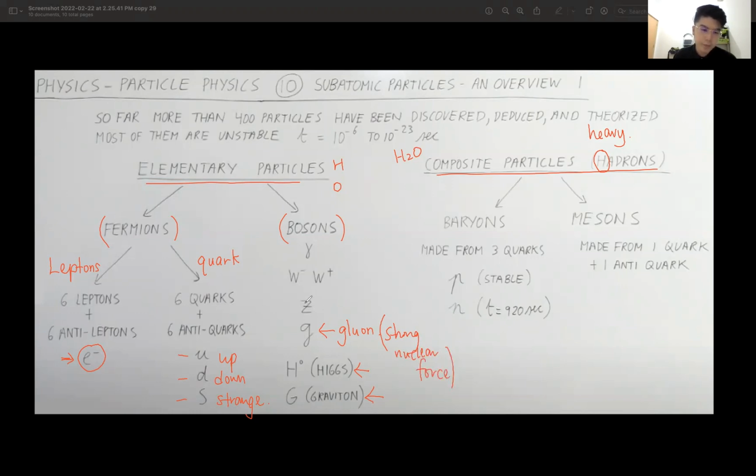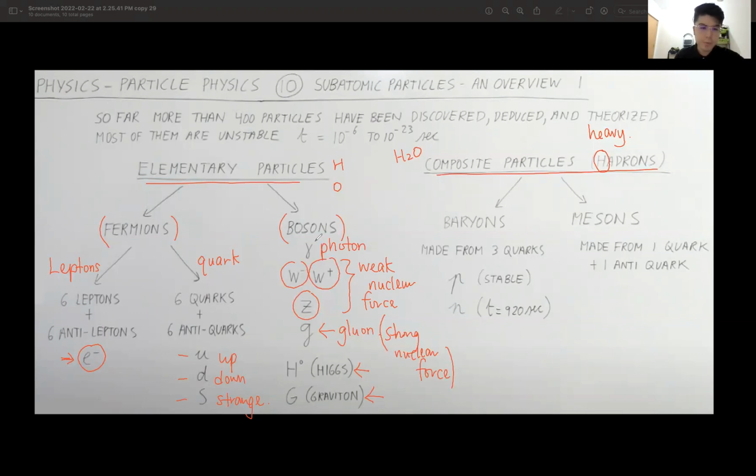And then you have the Z boson and the W minus and W plus bosons. These two are the particles that give rise to the weak nuclear force. Later, I'll go into much more detail about this one. I'm just giving you an overview. Weak nuclear force here. And then the first one, this one is a photon. A photon of light has no mass, only energy.